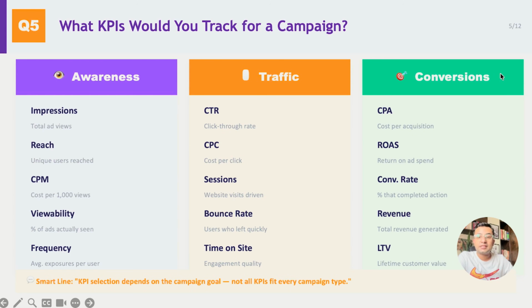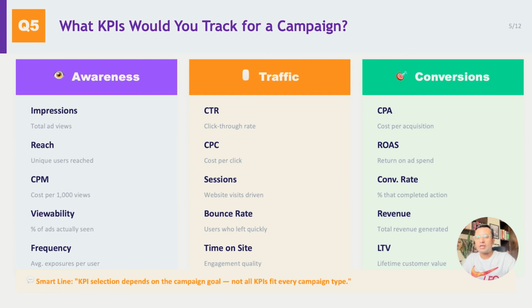And when the goal is conversions, then the first one of course would be CPA, or cost per acquisition. Then ROAS, the return on ad spend. Then conversion rate, the percentage that completed a particular action. Revenue, the total revenue generated. And lifetime customer value.